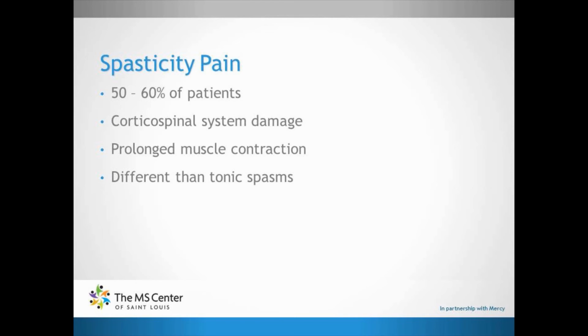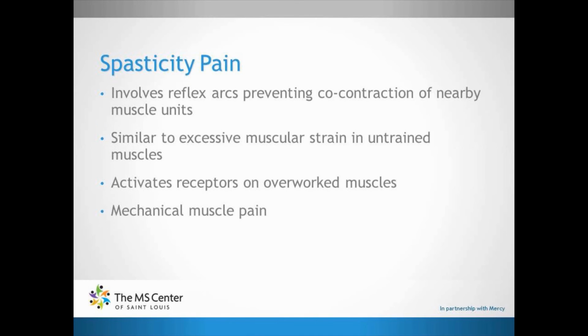Spasticity, we can see here, is really common. More than 50% of people. It's damage, like we saw that neuropathic pain is damage in the sensory pathway. Well, spasticity pain is damage on that corticospinal tract that we just outlined before. And this is a prolonged contraction rather than just a spasm. It's different from those tonic spasms. The way the spinal cord works, there are what we call reflex arcs that send messages to and out of the spinal cord. And when it operates normally, just one muscle group is supposed to contract at a time. So like if you make a fist and you bend your arm, you have contraction of your bicep.